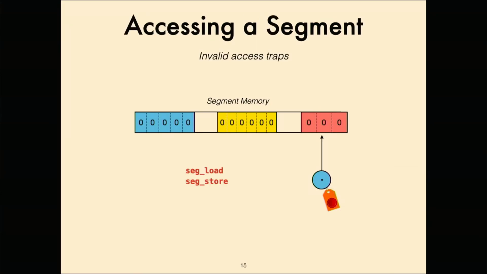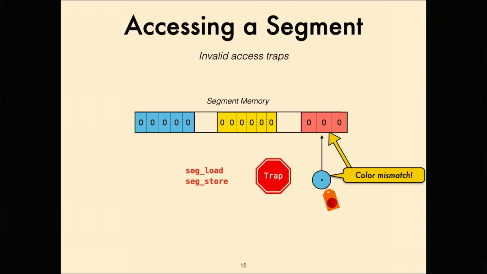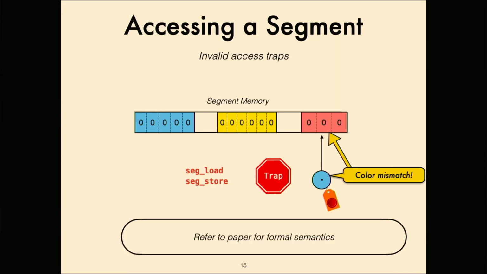The interesting part is how we access segments. Now we know that the handle is pointing to a different segment than the one it was originally created to point to. Accessing a segment is done using seg-load and seg-store instructions, which are similar to load and store instructions, and they succeed if the colors match. But now we have a situation where the colors are mismatched, and so this could represent accessing an out-of-bounds location, and therefore the instruction traps before it performs any load or store. This is the key insight for why a vulnerability such as buffer overflow can be prevented. For more details, I urge you to refer to the paper, which describes the formal semantics.